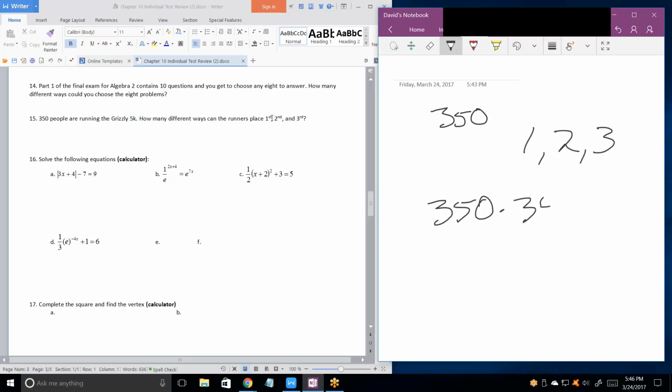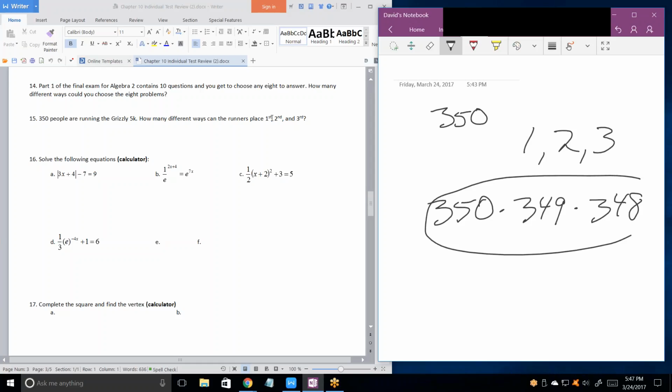349. Or 349, sorry. And then once first and second are decided, there's 348 that can finish third. Multiply those three together, and that's how many different ways. You can come up with a number if you want there. 42,508,200.